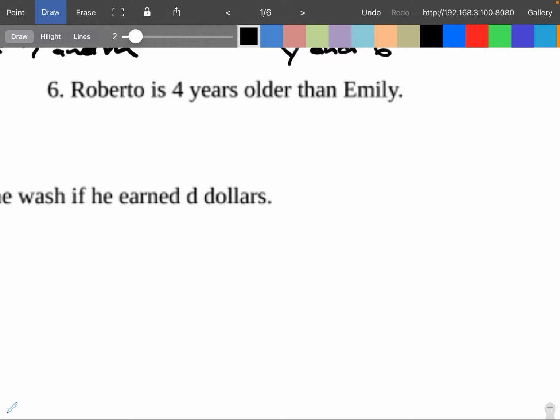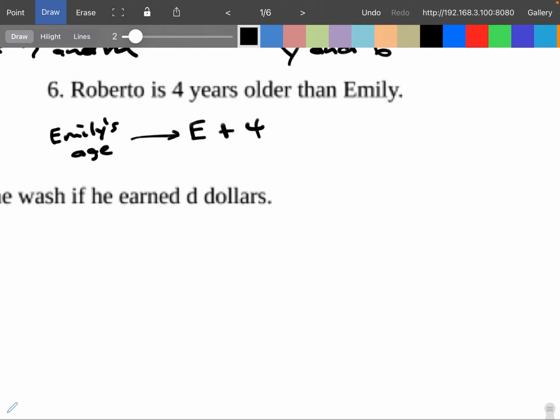So we're going to write e plus 4. So older than is kind of like more than. Okay? Let's see, what else I want to talk about this. So obviously the e here, I'm going to define this variable. So the e here, that's Emily's age.